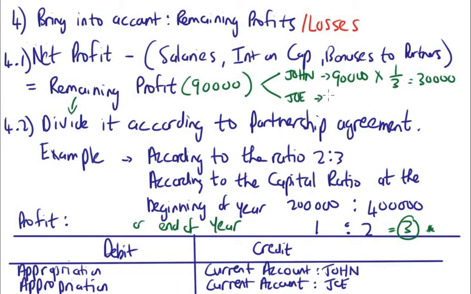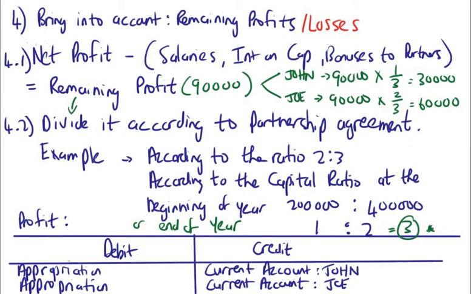And then Joe, because he had a higher capital at the end of the year, he's basically going to get 90,000 multiplied by 2/3. So he's going to get 60,000. Let me just write my 3 properly there. Apologies for that. So that's 2/3, so that gives you 60,000. So there we go. You've got your 30,000 and you've got your 60,000, and Bob's your uncle.